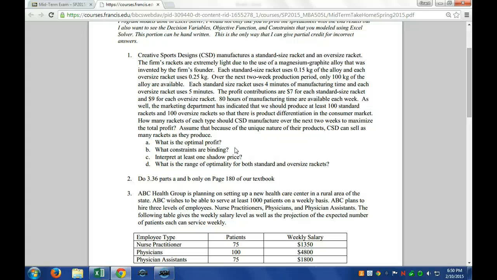Remember the Mary's Bakery one, I said, hey, for every egg I get an additional 8 cents to my profit, up to an extra 500 eggs. That's all I'm looking for there. It doesn't have to be fancy, just in plain layman's terms. And what is the range of optimality for both standard and oversized rackets?